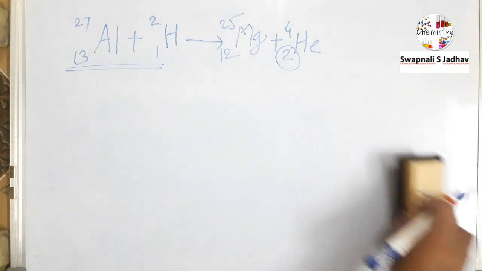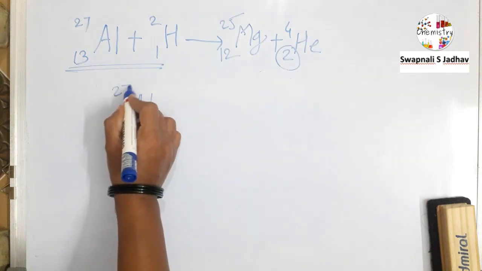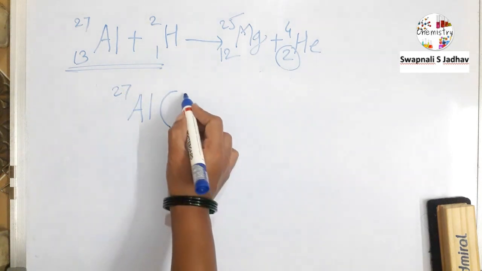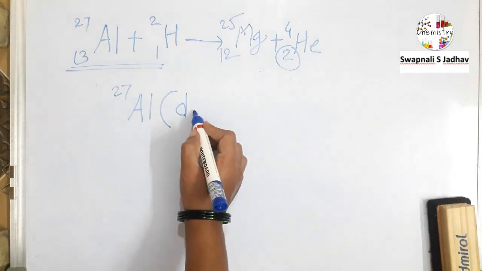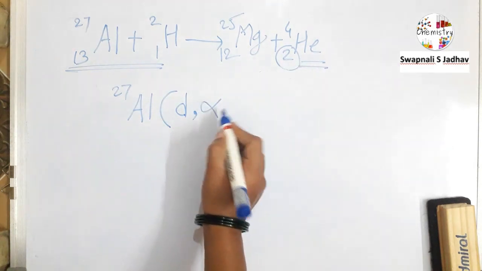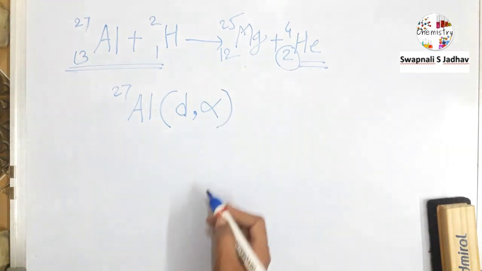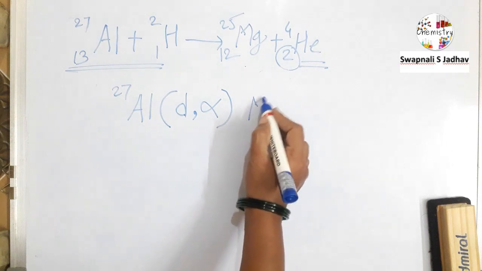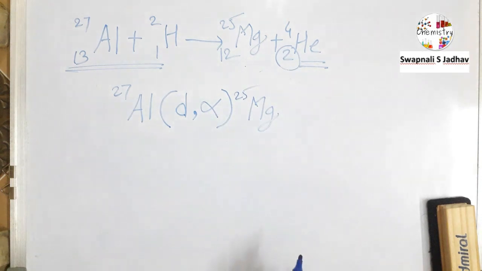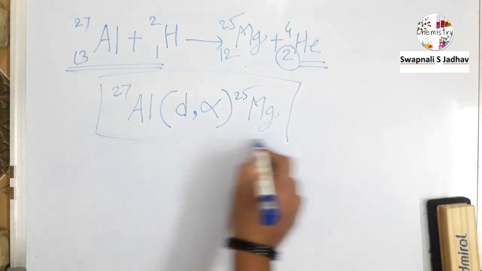How can it be written? Aluminium 27, in brackets the projectile. Which one is the projectile? Deuterium, comma, emission. Which one is the emission? Alpha particle. Bracket complete. And which one is the recoil nucleus or daughter element? Magnesium having mass number 25. Okay, so this is according to Bethe notation.